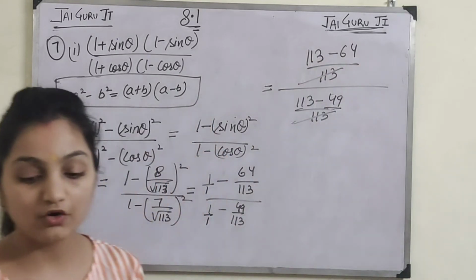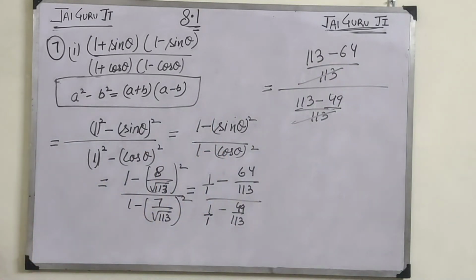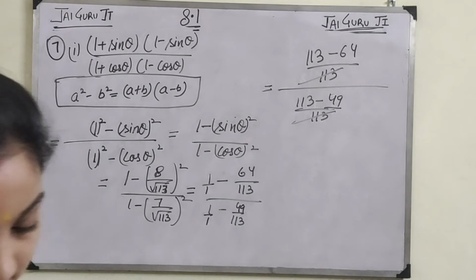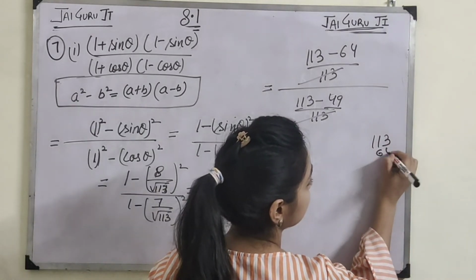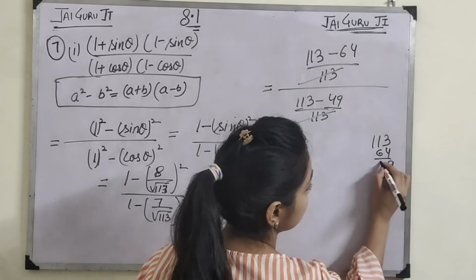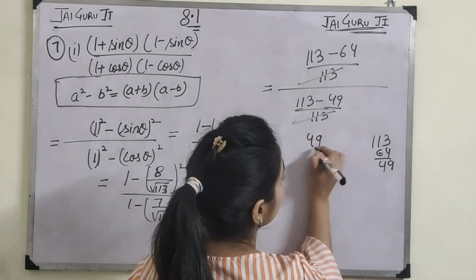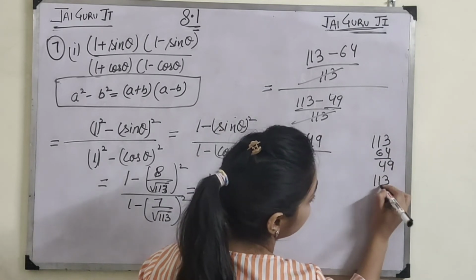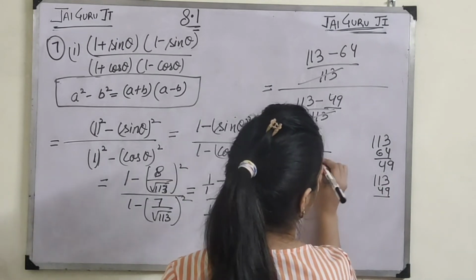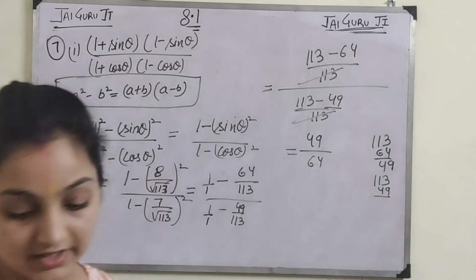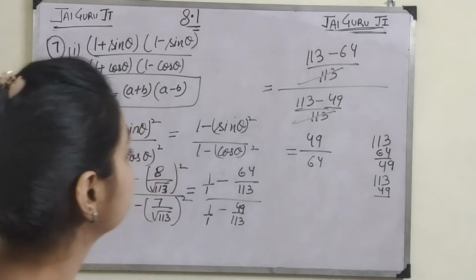113 minus 64, how much is it? Just calculate fast. And 113 minus 49 is 64. So this is the answer. 49 upon 64 is the answer.